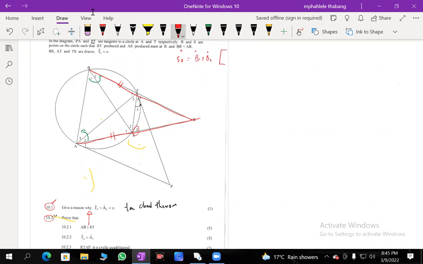Why is angle S3 equals to B1 plus B2? Exterior angle of a cyclic quad. Exterior angle of a cyclic quad equals to the opposite interior angle. This one before.